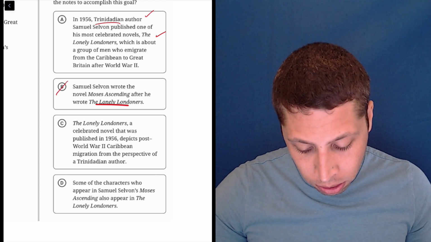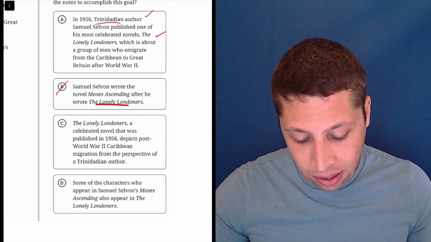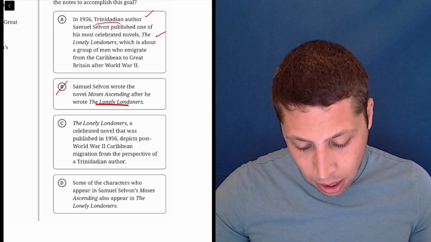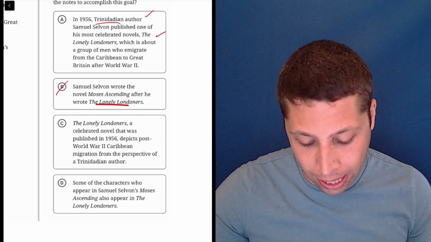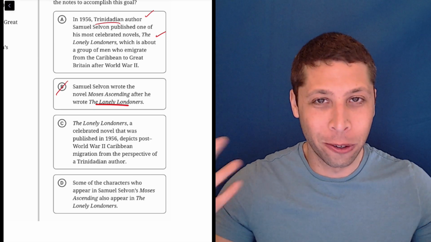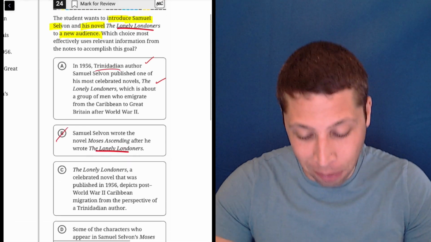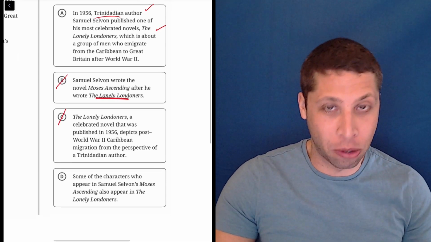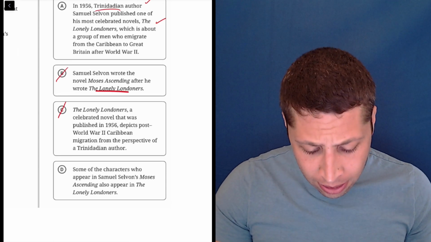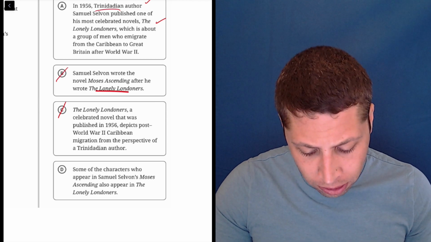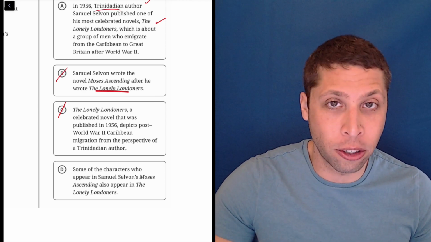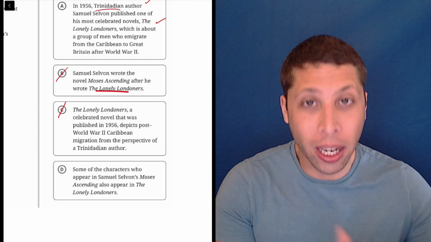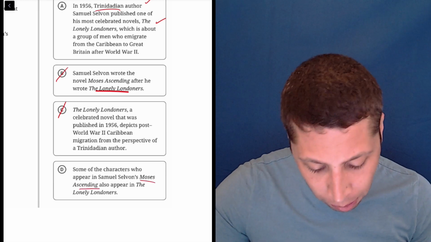C, The Lonely Londoners, a celebrated novel that was published in 1956, depicts post-World War II Caribbean migration from the perspective of a Trinidadian author. Well, who is the guy, right? That's the whole point. We have to introduce Samuel Selvin. We haven't mentioned his name, so that's not accomplishing the goal. D, some of the characters who appear in Samuel Selvin's Moses Ascending also appear in The Lonely Londoners. Again, it's the wrong main character. We're talking about The Lonely Londoners. Why are we bringing up this other book?